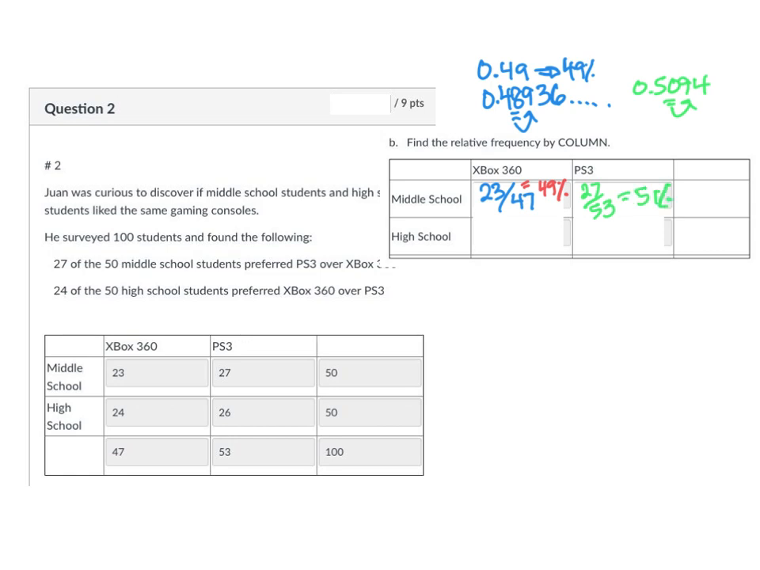Okay? Now let's go back down to this one here, right? And so that one there, we have 24. And then the column total is 47. 24 divided by 47. Okay, and that is going to be 51%. And then next one, so we have 26 divided by 53. That is 49%. So hopefully this helps you with number 2.